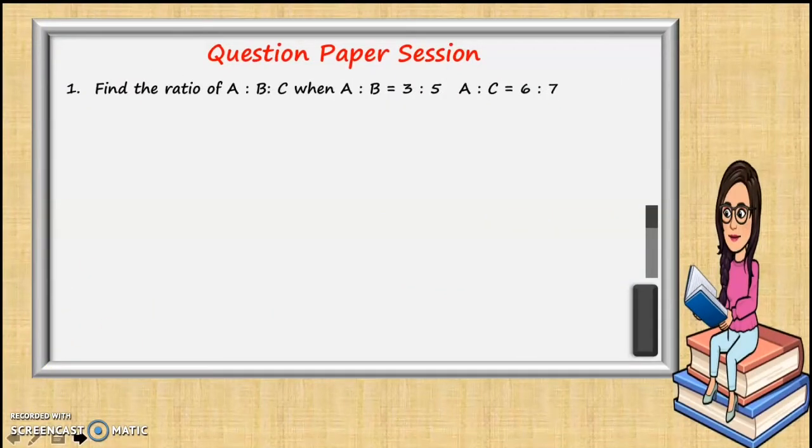Find the ratio of A is to B is to C when A is to B is 3 is to 5, A is to C is 6 is to 7. Okay, so you have to take it as 3 by 5, that is your A is to B, and 6 by 7 as A is to C. You just take it in a divided format and then you have to multiply. So A is to B is to C can be found out by doing the proper multiplication.